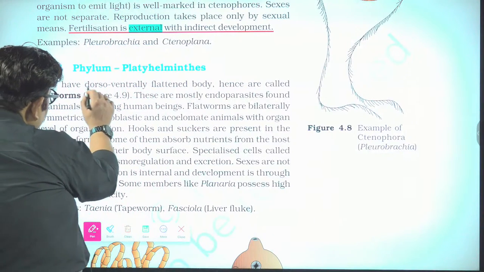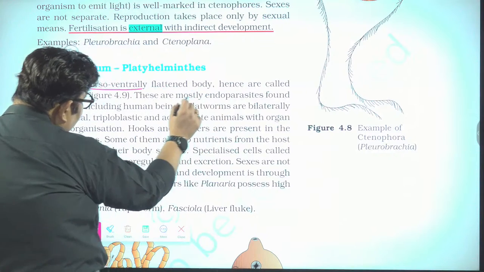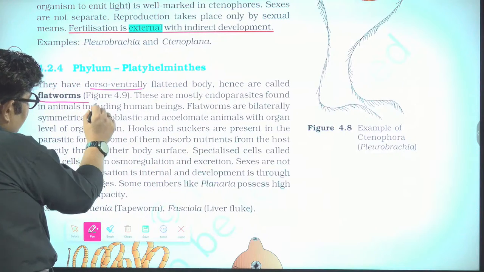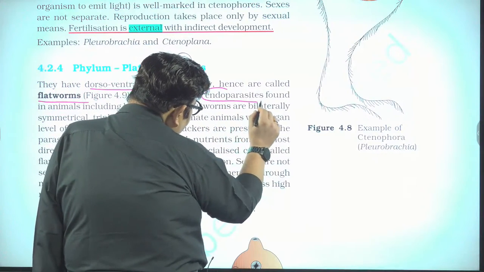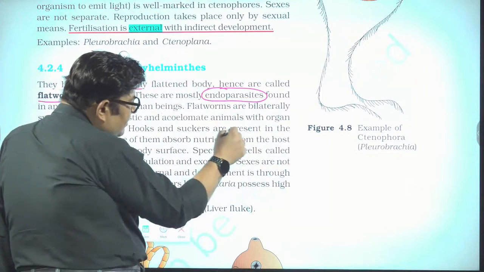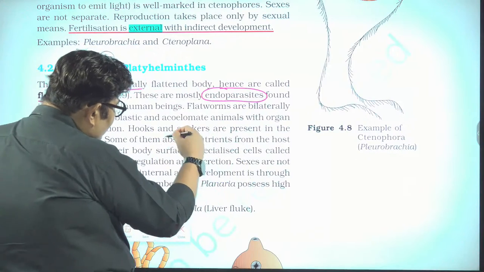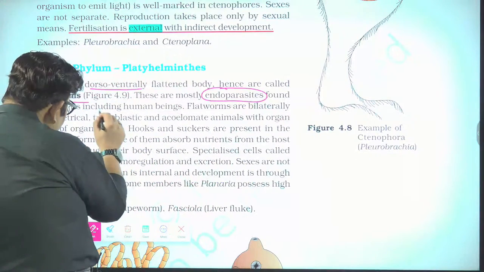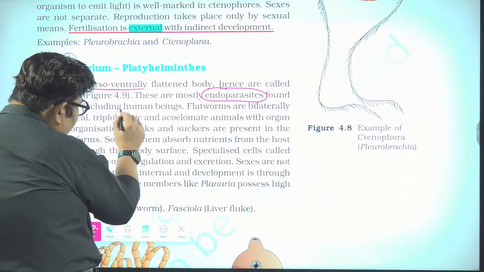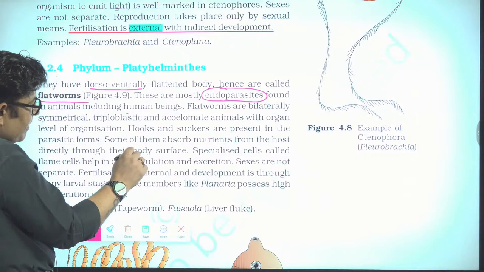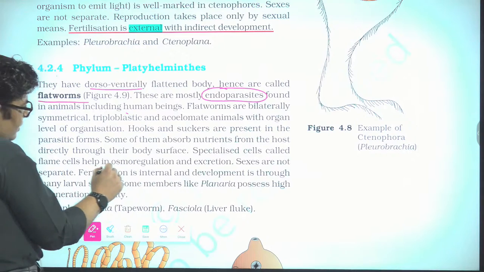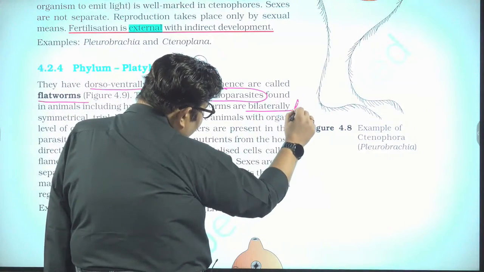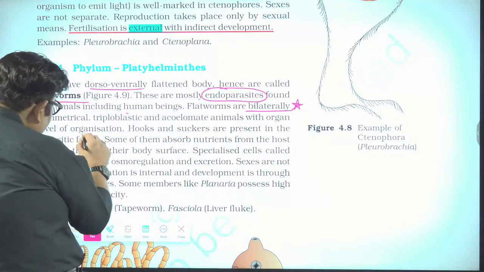Dear children, they are dorsoventrally flattened, hence are called flatworms. They are mostly endoparasites inside the body of animals, mainly in the animals, including the human beings. Okay? Flatworms are bilaterally symmetrical. The first phylum to show bilateral symmetry, as we all know, is flatworms.